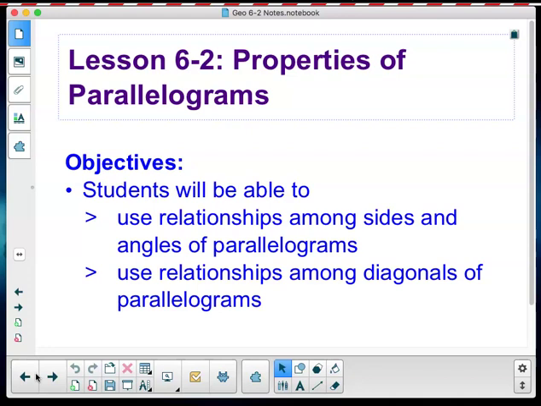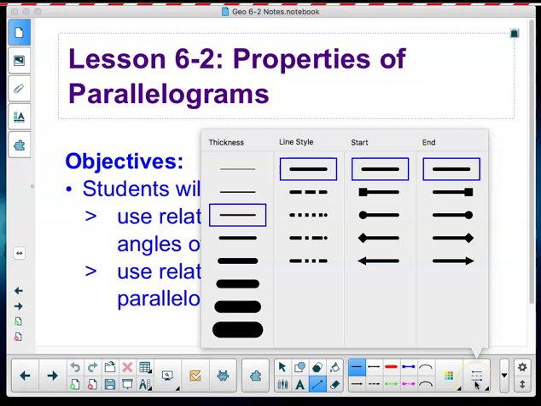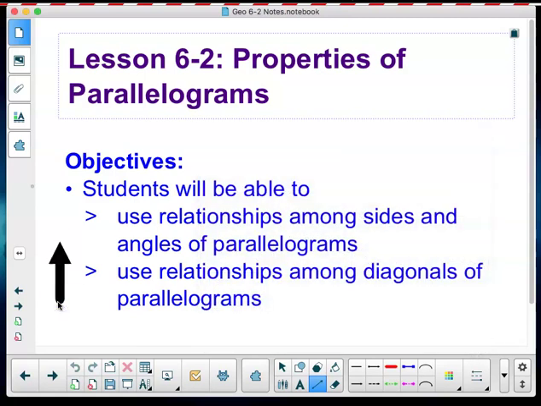So we're doing properties of parallelograms, and maybe I need a pointer. So let's get that pointer up here for you all so you can see what I'm talking about and where I'm pointing to. Okay, so now let's get that going.